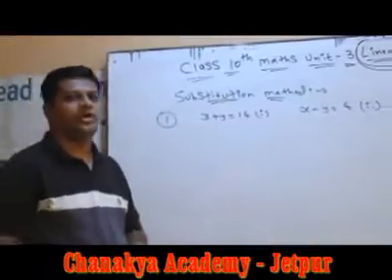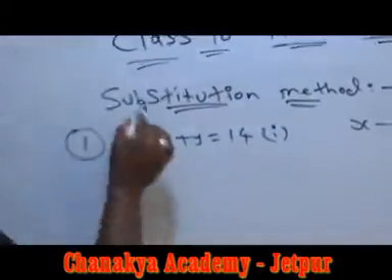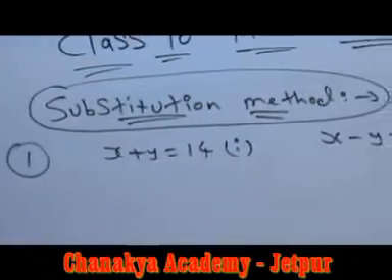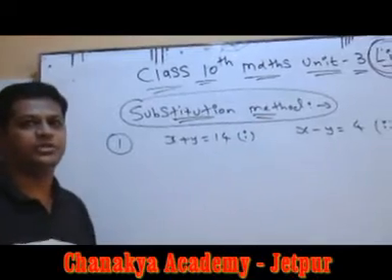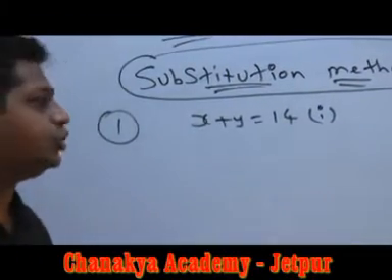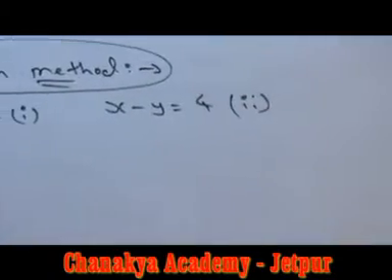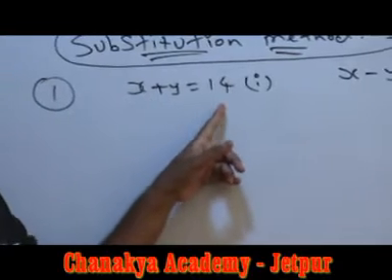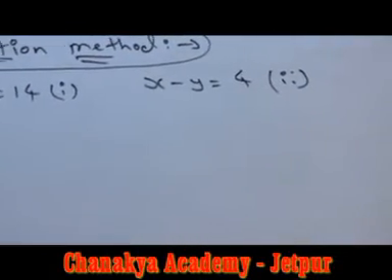Okay students, now we are moving with our first method, the substitution method. In this chapter there are four methods, and substitution method is one of the easiest methods of this chapter. For example, I have taken two equations: x plus y equal to 14 and x minus y equal to 4. x plus y equal to 14 is equation number 1. x minus y equal to 4 is our equation number 2.